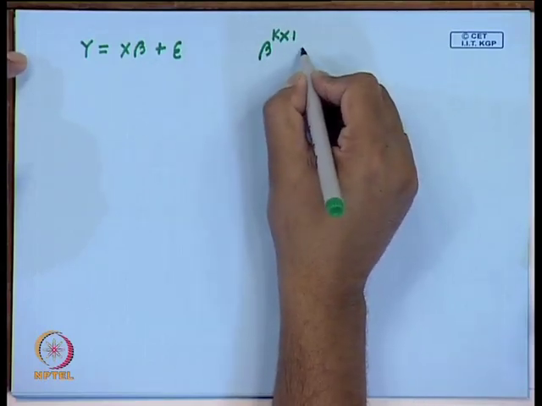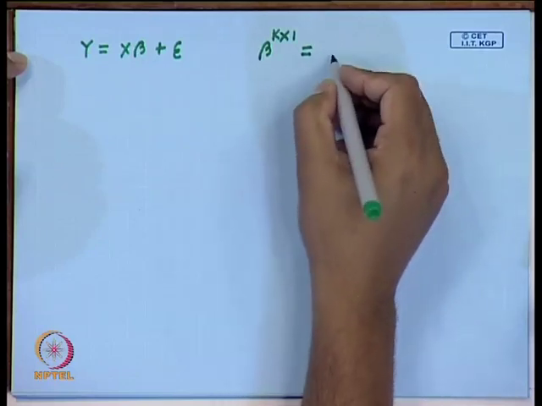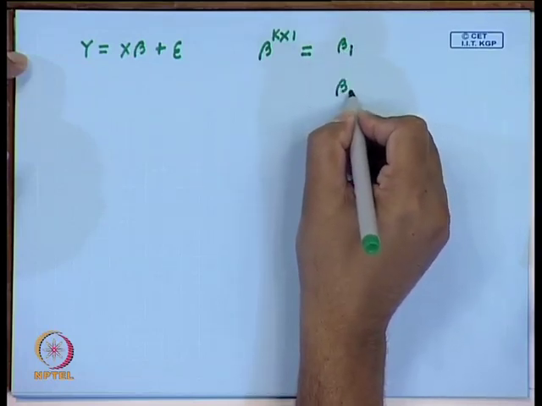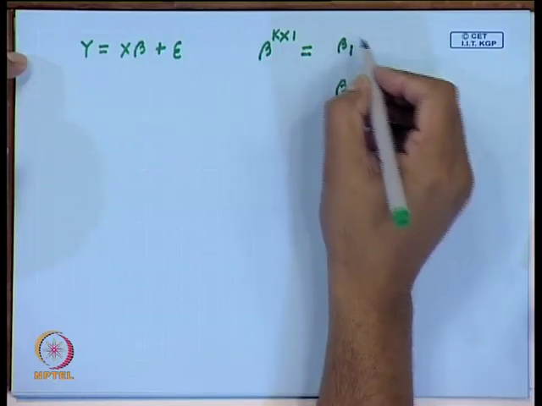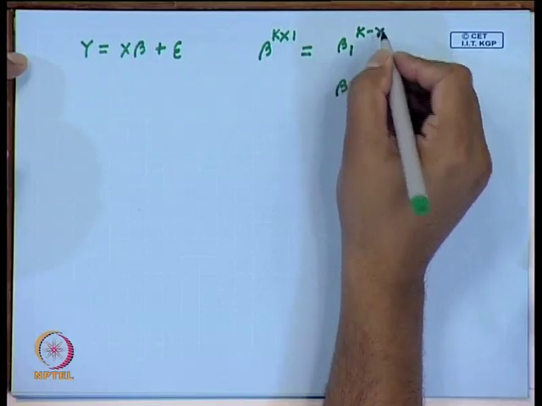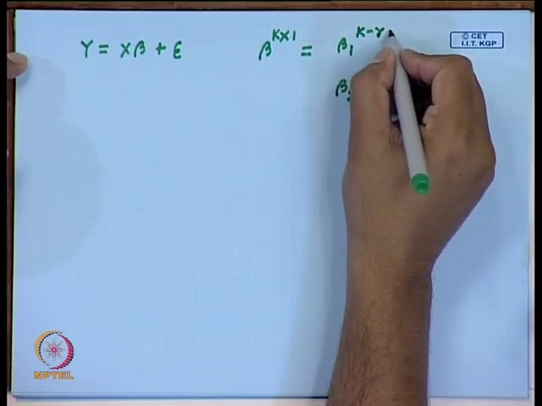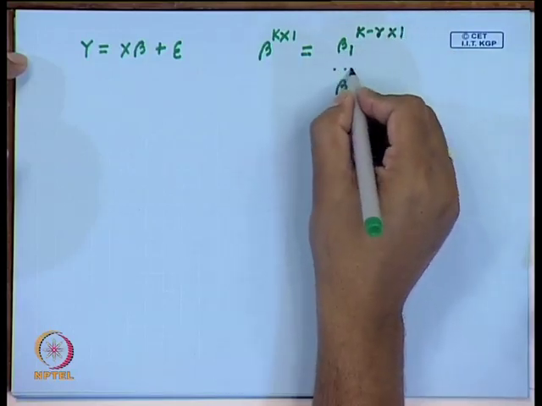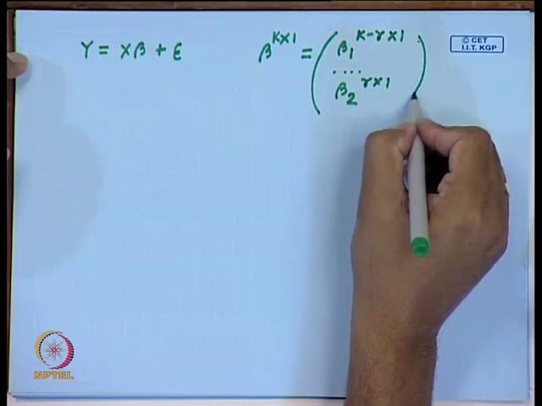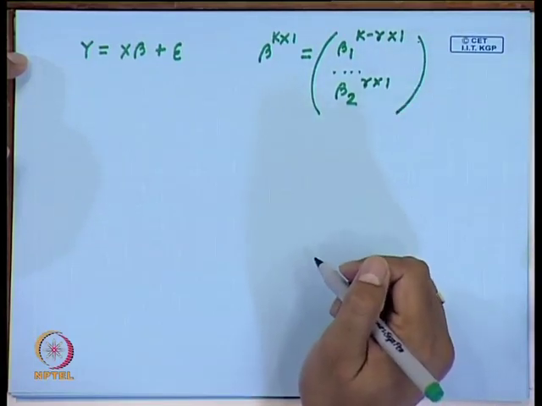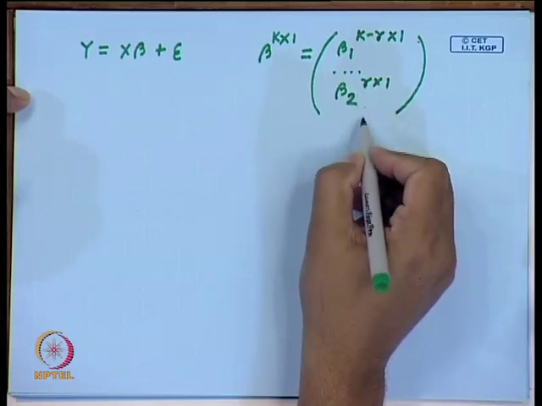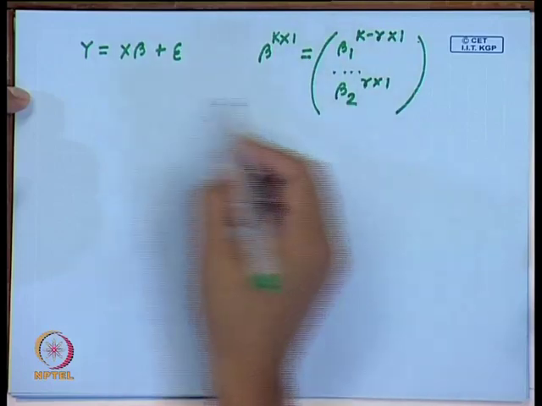Now, I want to split this beta into two parts. One I will call beta 1, the other one is beta 2. So, this beta 1 is again a vector, a k minus r cross 1 vector, and beta 2 is an r cross 1 vector. Okay. And you believe that the last r regressor variables are not significant for y.